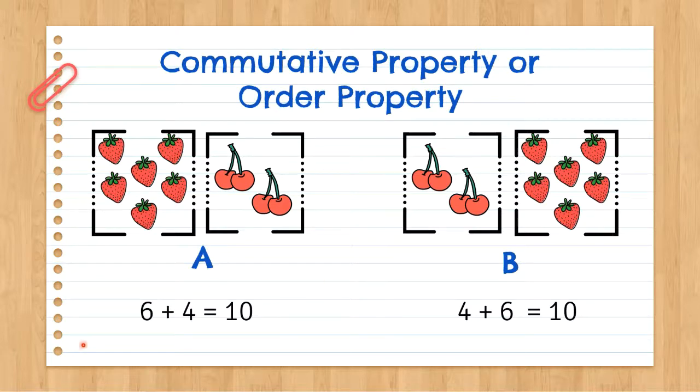Now look at it carefully. The two pairs of numbers, they mean the same. So even if you change the position of 6 and 4 and make it 4 plus 6, your sum will always be the same.